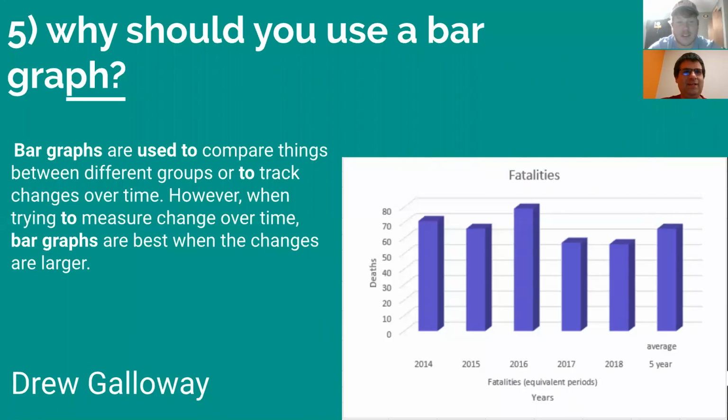All right. Drew, why should you use a bar graph? Bar graphs are used to compare things between different groups or to track changes over time. However, when trying to measure change over time, bar graphs are the best when the changes are larger. So when you want to show, like on here with our fatalities, over time with all the deaths, it shows a better representation than any other graph does. That's interesting.